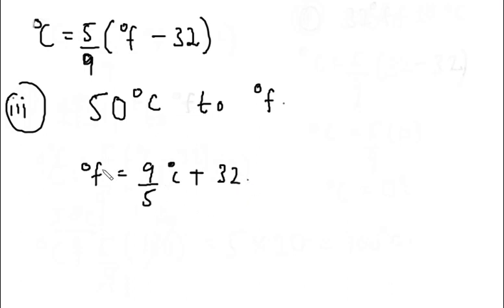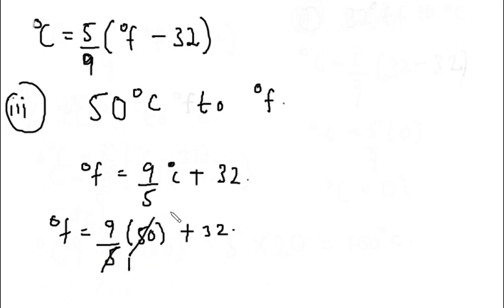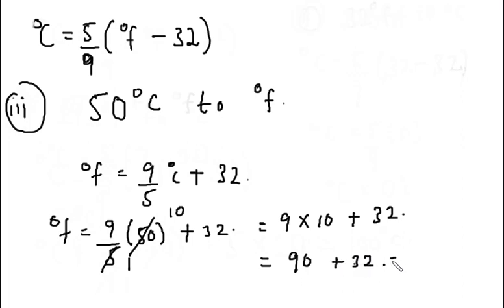Our equivalent degrees Fahrenheit in this case would be 9/5 times 50 plus 32. We know that 5 can divide 50 10 times, so this is equal to 9 times 10 plus 32. 9 times 10 is 90, plus 32, so 90 plus 32 is equal to 122 degrees Fahrenheit. This simply means the equivalent value of 50 degrees Celsius in Fahrenheit is 122 degrees Fahrenheit.